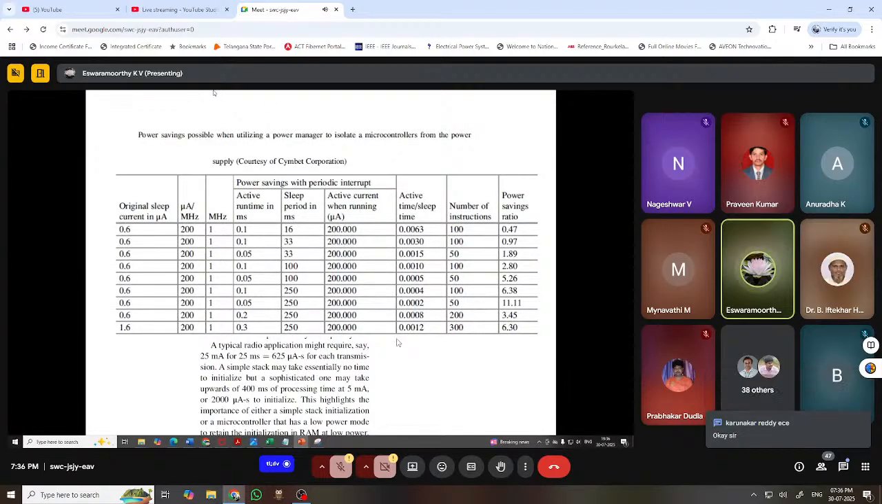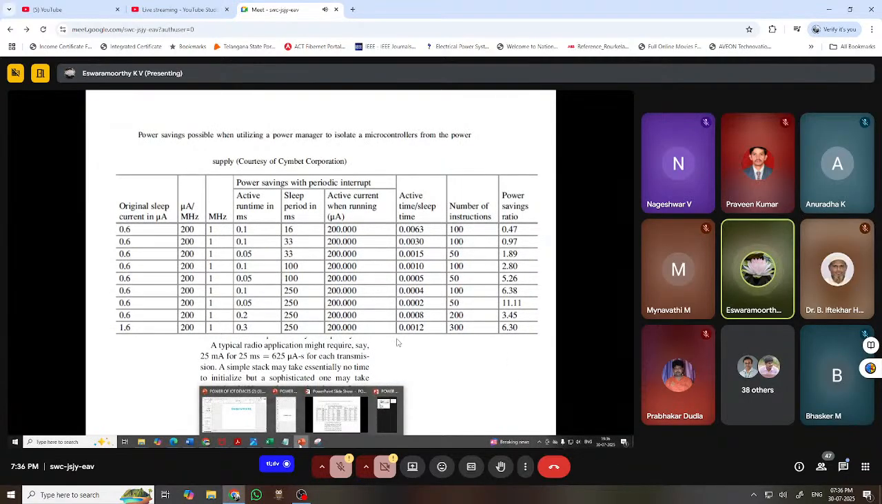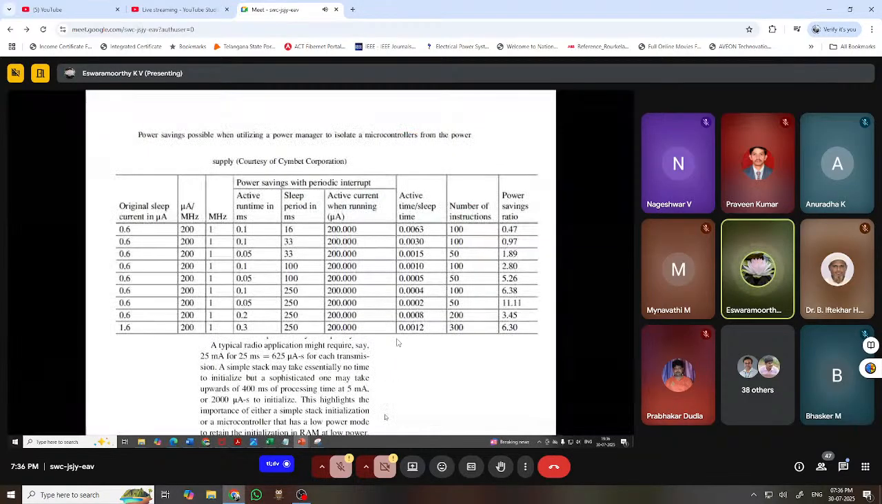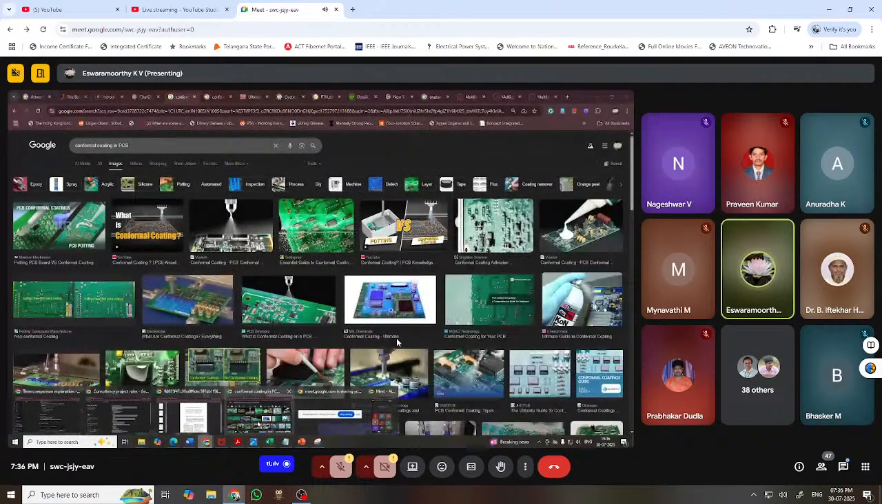Okay. Now we are going to see a case study. It is a very interesting case study, right? While designing, what are the points that are considered, right? This is a good reference for anything.